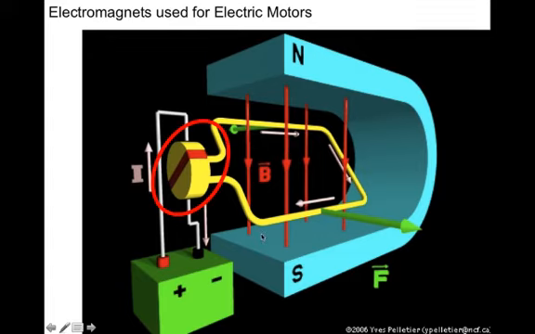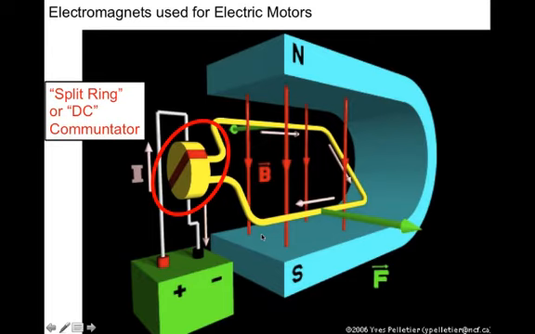And so we can do this by means of what's called a split ring commutator or a DC commutator. Because we can see right here, this red represents an insulator. So the current has to flow around like this. And we see when it becomes aligned, such that the red line is vertical, it will turn just a little bit further because it has momentum. And this point here will be connected to this side now, and it will change the direction of current. And so it will push itself around one more half rotation, and again it will change direction, and it will continue to go. And that's how an electric motor works.